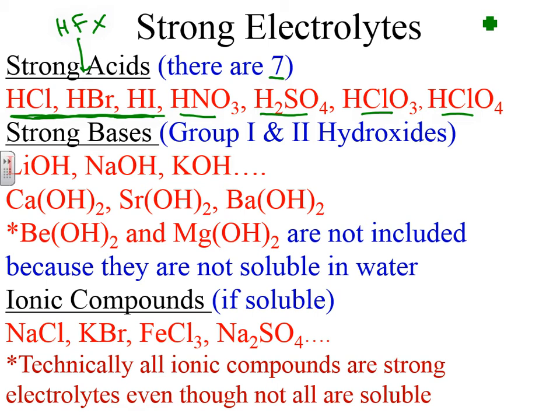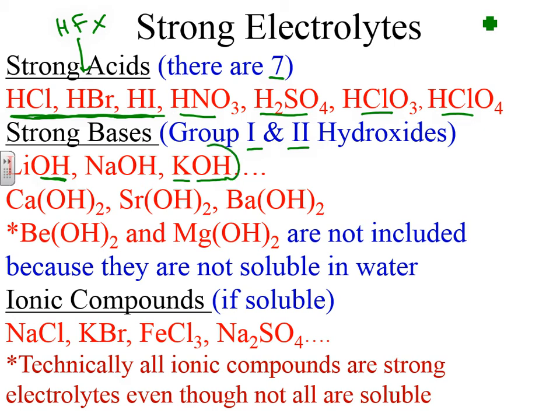Remember, a strong acid completely separates. That's why it's a strong electrolyte. All your strong bases are strong electrolytes. Now, strong bases are hydroxides, metal hydroxides. So group 1 and 2 metal hydroxides are strong bases, and technically you can think of these as ionic compounds because you have yourself a metal and a non-metal. It's just that the non-metal is a base.